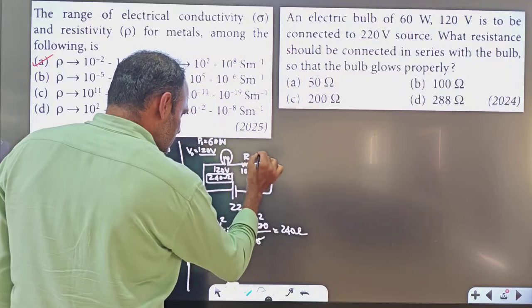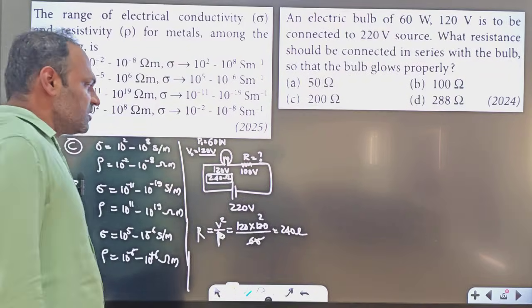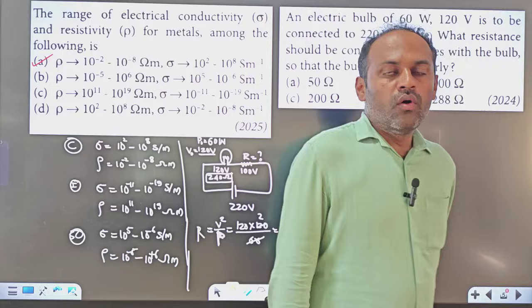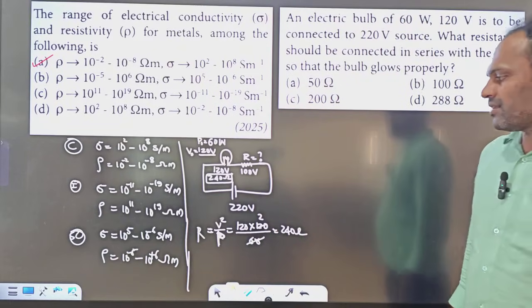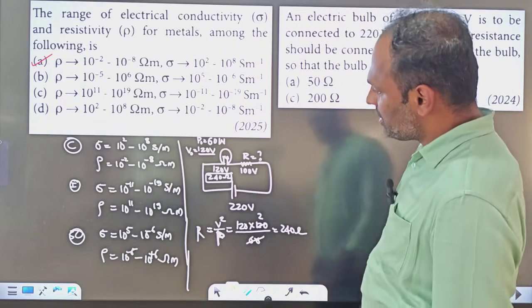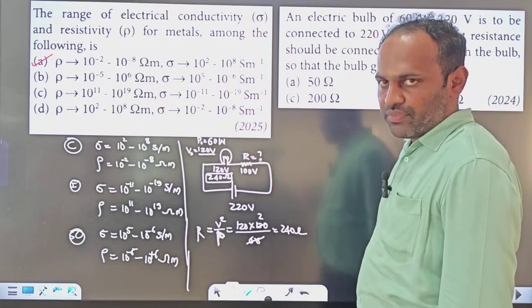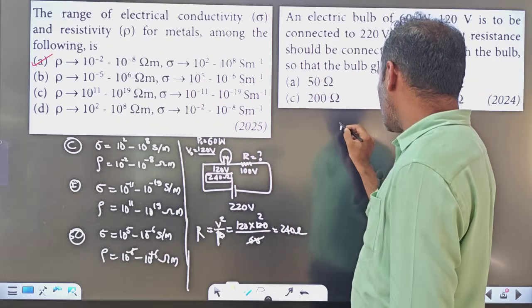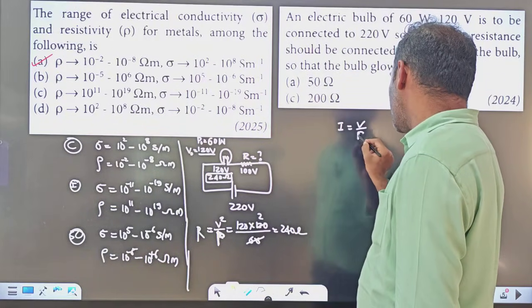How much is this resistance? We have to calculate it now. To calculate that resistance, you can calculate the current of this bulb. I is equal to V divided by R, right?